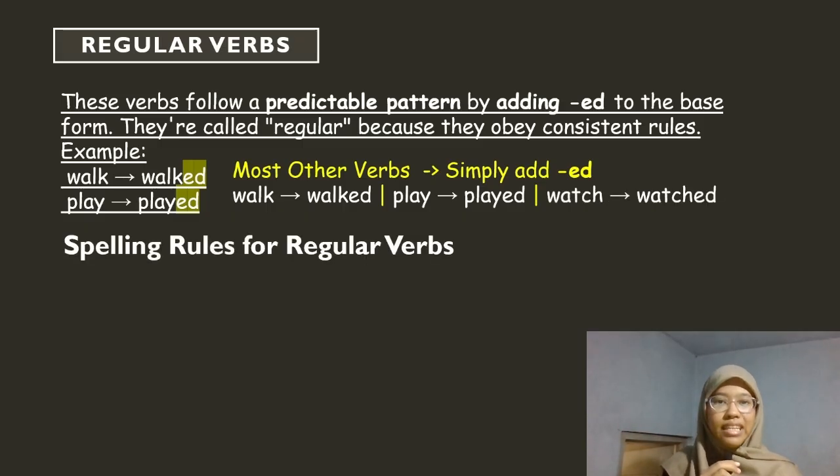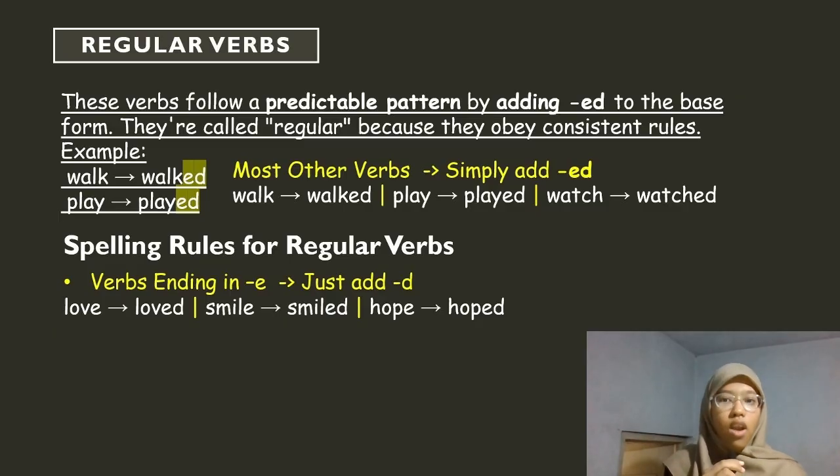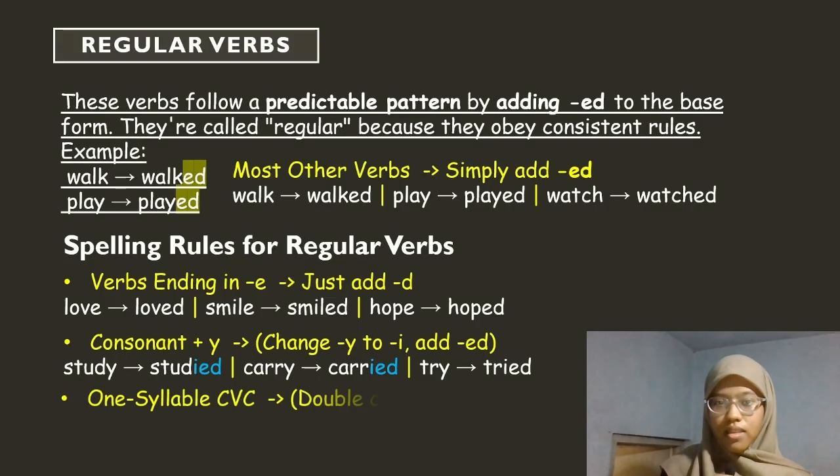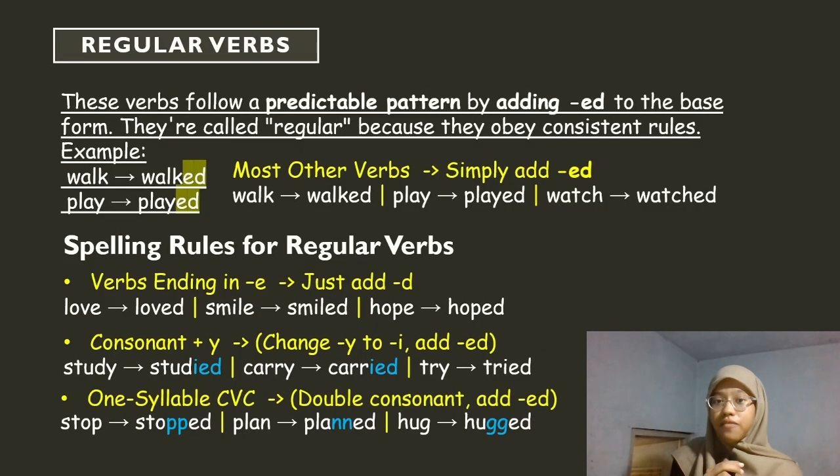If the verb ends in e, you just add d, like love. It ends with e, right? It becomes loved. Or smile becomes smiled. If it ends in a consonant plus y, you change the y to i and add -ed. So study becomes studied and try becomes tried. And if it's a one-syllable CVC verb, that is consonant, vowel, consonant, you double the final consonant and add -ed. For example, stop becomes stopped. You add double p because that's a CVC one-syllable verb, and plan becomes planned. You double the n.